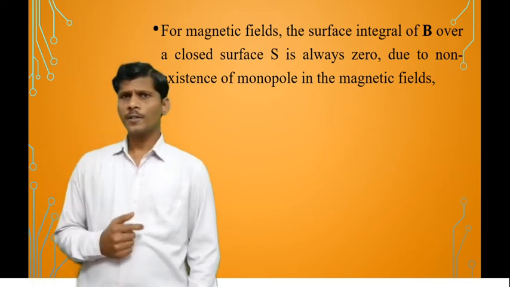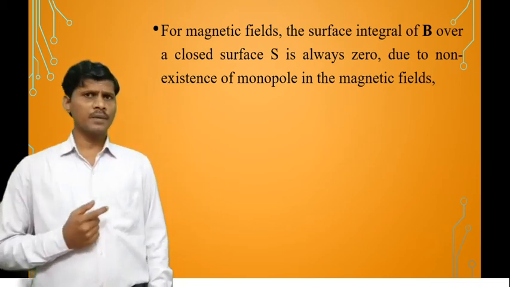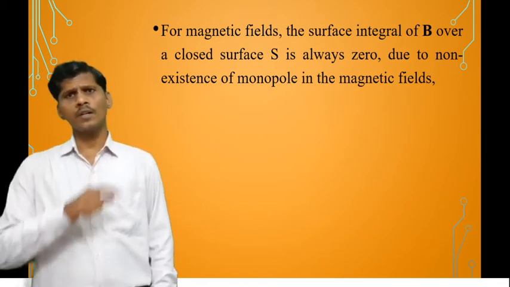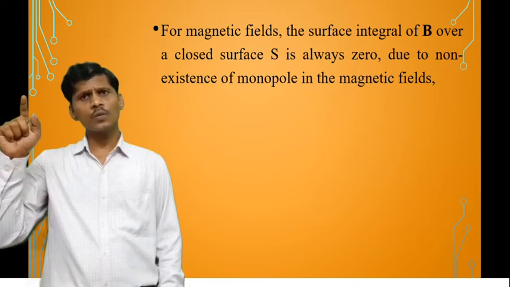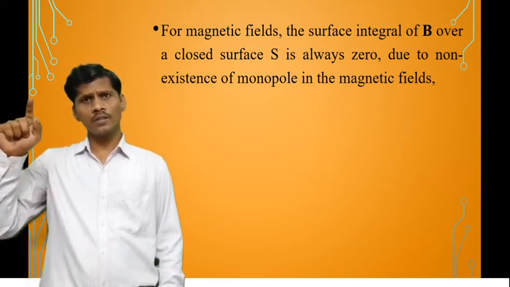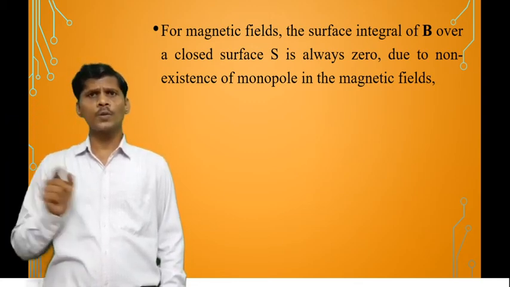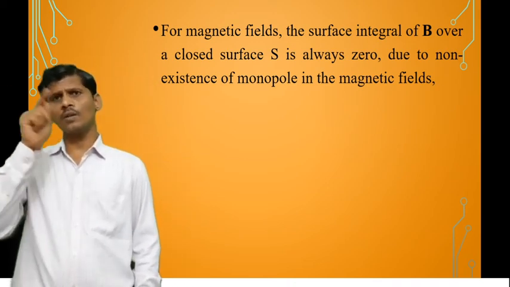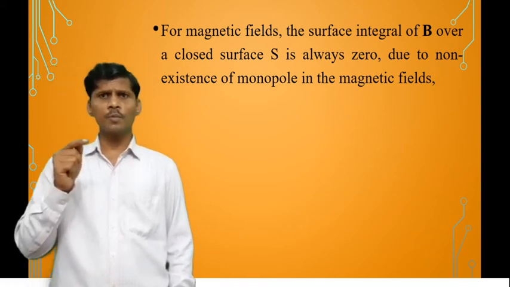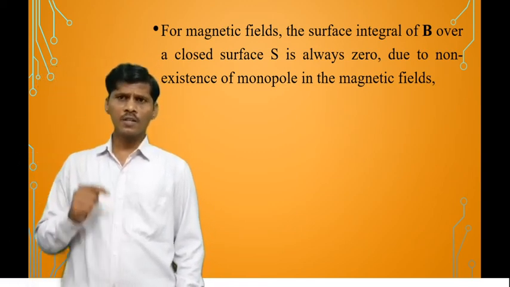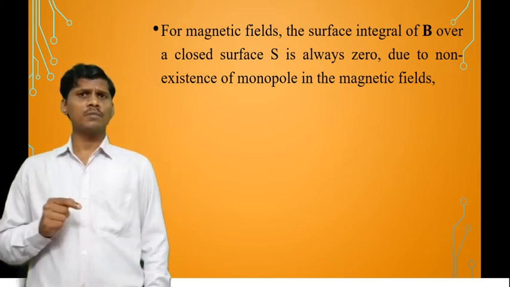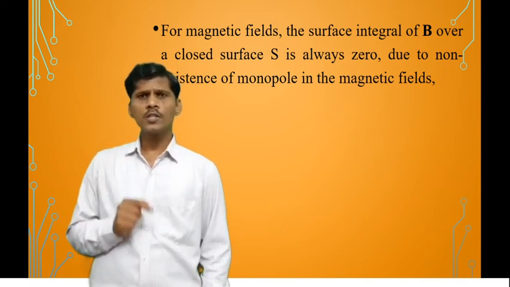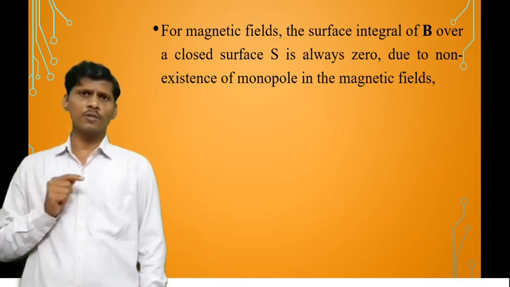So Gauss law for magnetostatics. A single isolated magnetic pole cannot exist. The magnetic flux lines always start from north pole to south pole, and inside the core, they move from south pole to north pole. The magnetic flux lines always exist in the form of closed loops. Single isolated poles cannot exist. So because of that, non-existence of monopole in a magnetic field, that is, closed surface integral of b bar dot ds bar is equal to 0.